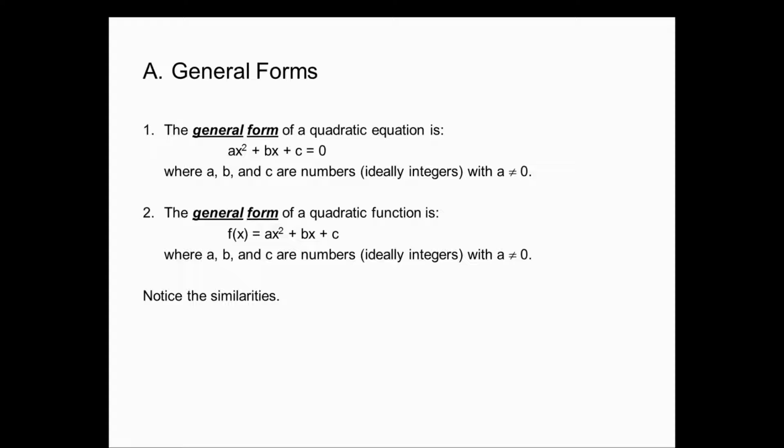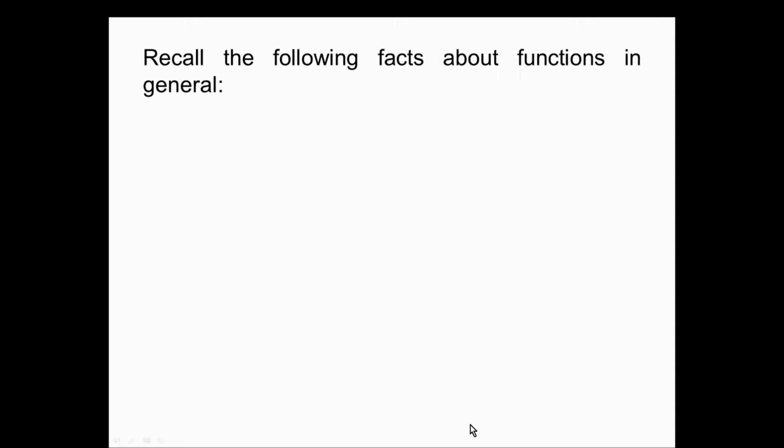The general form of a quadratic function is f of x equal ax squared plus bx plus c, where a, b, and c are numbers, again ideally integers, with a not equal to 0. Again, you must have an x squared in order to make it quadratic. Notice the similarities. The function is an f of x equals, and the equation is set equal to 0. And also notice in the equation, the powers of x are decreasing. The squared term, the x, the constant. That is the way we like to have it. Remember, without the equal 0 part, that was one of our factoring techniques back in section R.4.